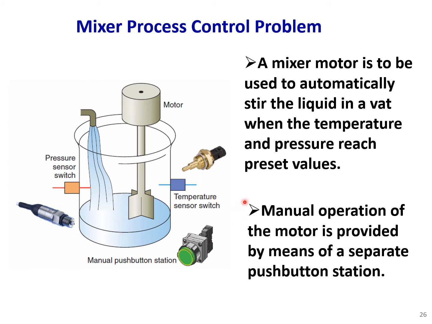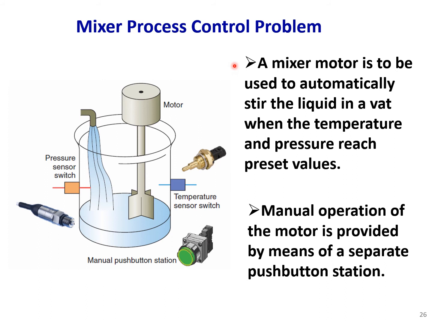This is a pressure sensor. This is a temperature sensor. Okay, and we also have another input, which is a manual push button station. This is the push button station. Okay, so we have 3 inputs and we have 1 output, which is the motor.